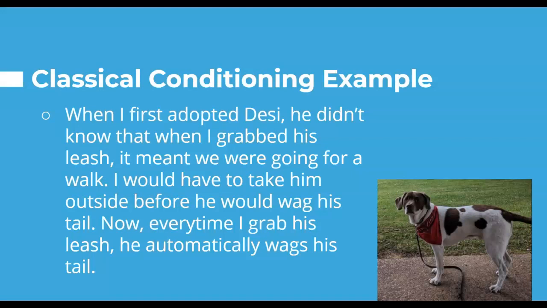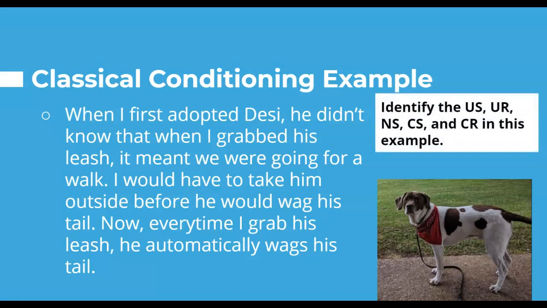So let's look at this example of classical conditioning. When I first adopted Desi, he didn't know that when I grabbed his leash, it meant we were going for a walk. I would have to take him outside before he would start to wag his tail. Now, every time I grab his leash, he automatically wags his tail. I want you to pause the video and identify the US, UR, NS, CS, and CR in this example. There's a space in your class packet to get this done.